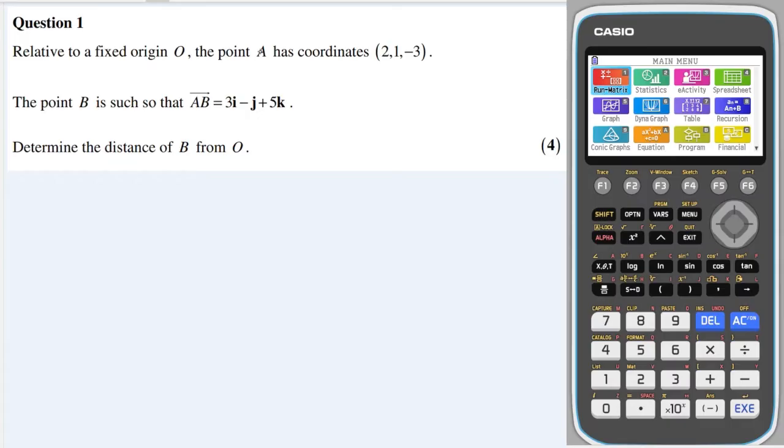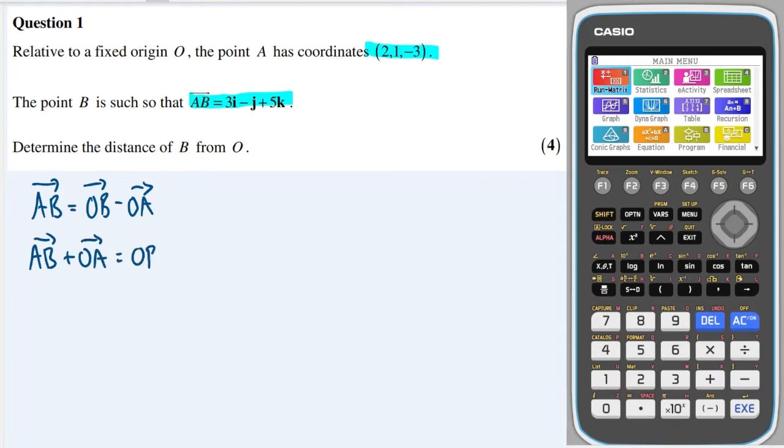Vectors. We have a coordinate A and we know what A to B is. And we need to work out the coordinate B. So the fundamental rule of vectors is that A to B is equal to OB minus OA. So if I'm trying to find OB, I would add OA to both sides. And that'll give me OB. So I just need to add these two together.